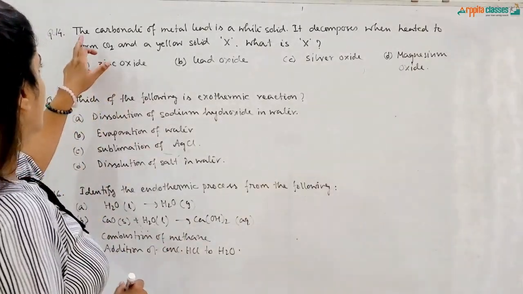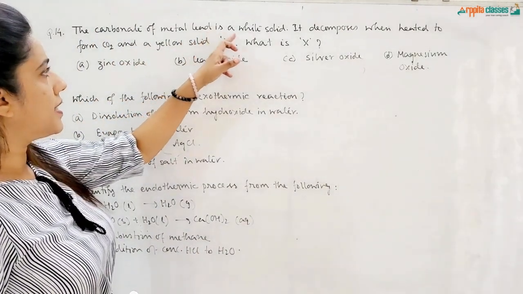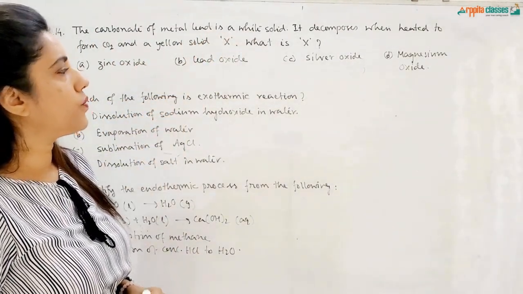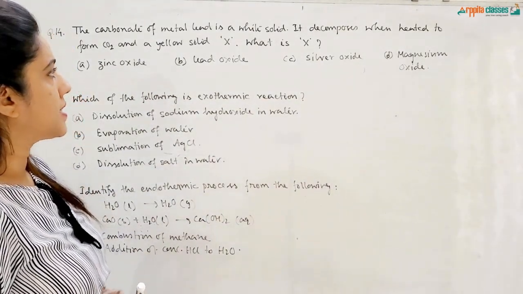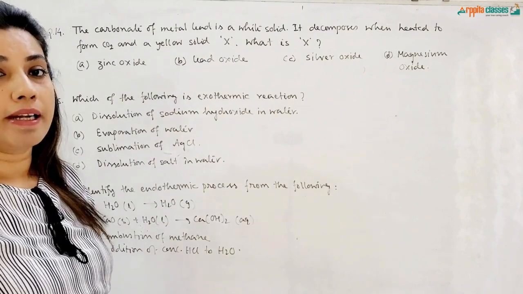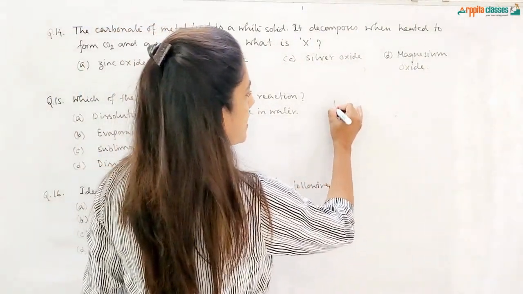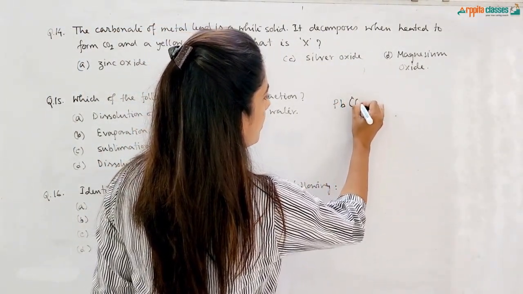Question number 14. The carbonate of metal lead is a white solid. It decomposes when heated to form carbon dioxide and a yellow solid X. What is X? So it is the carbonate of metal lead. So the carbonate of lead is PbCO3.